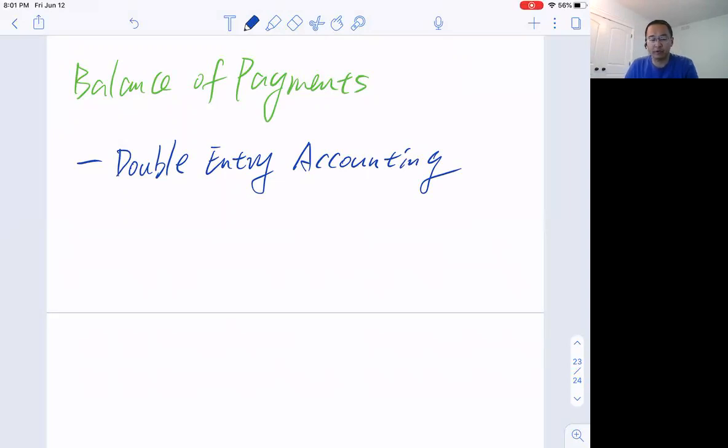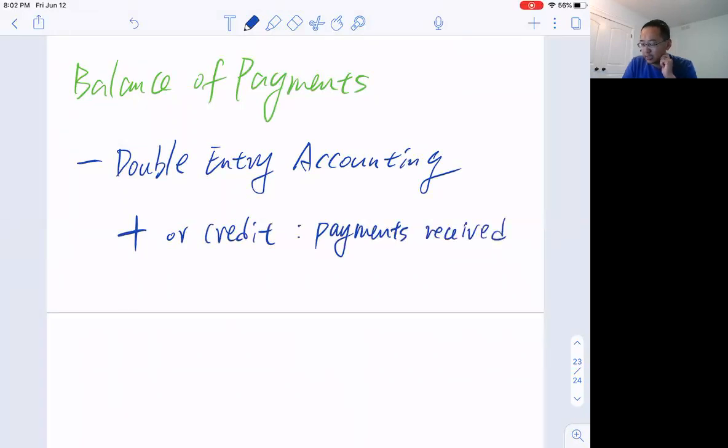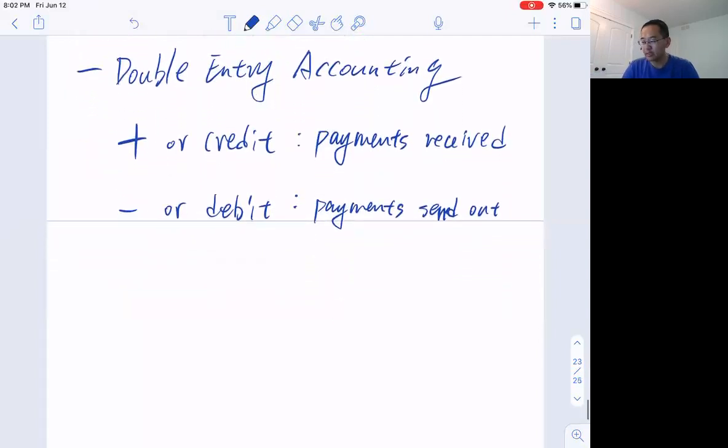Let me give you an example, and hopefully it'll make sense. Now, the general rule for the BOP accounts is that any payment we receive is a credit or a plus. So you record that as a plus or a credit. That's money coming in, so payments received. Then any money going out, negative or debit, is any payment we make and send out. Any payment you send out to another country is recorded as a debit.